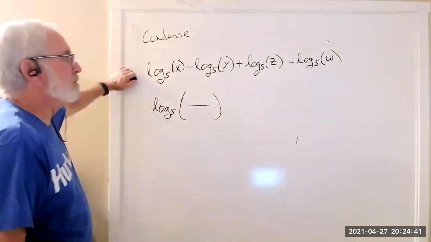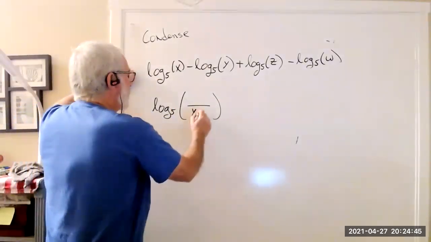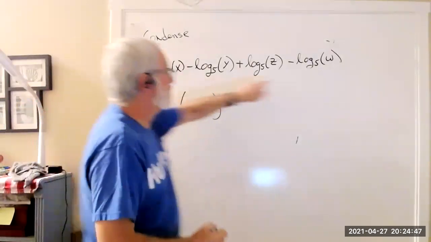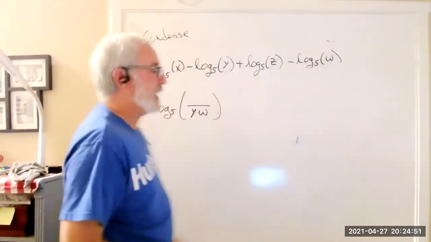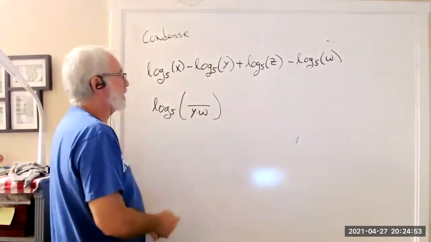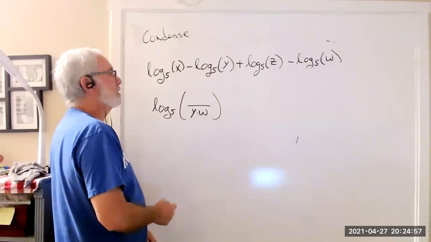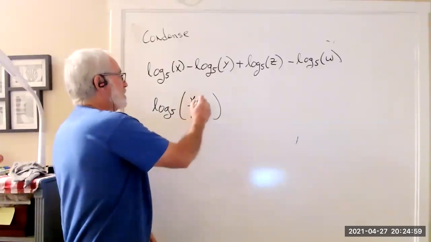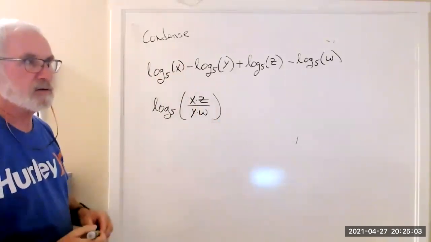Who's on bottom? Y and W, because they were negative. Don't forget that. And they're going to be multiplied together. Who's on top? X and Z, and they're multiplying together, although you don't need that.